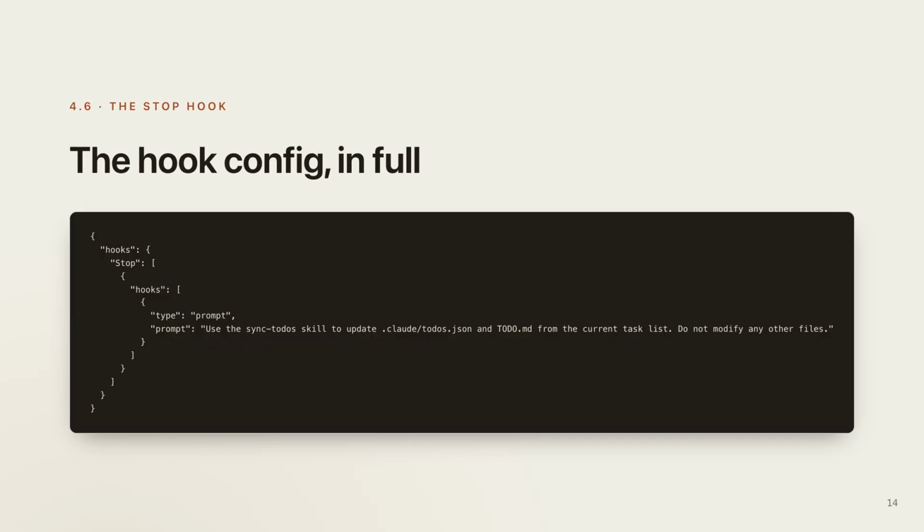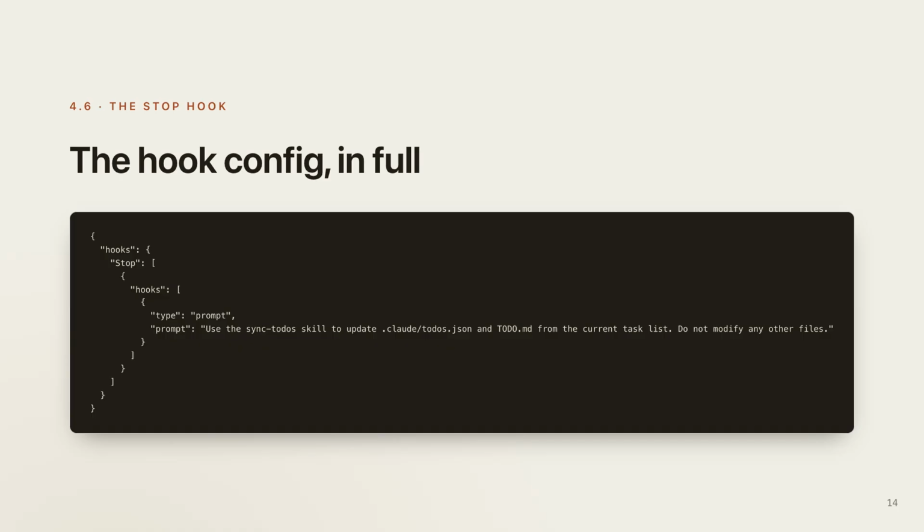Let's cover 2 production notes. This skill needs write and edit permissions for the 2 file paths. If write is on ask, the hook stalls waiting for approval, so pre-approve writes to those 2 paths. Then commit both files to version control. The point of a durable mirror is that the team can read it. This only works if it is in the repo.